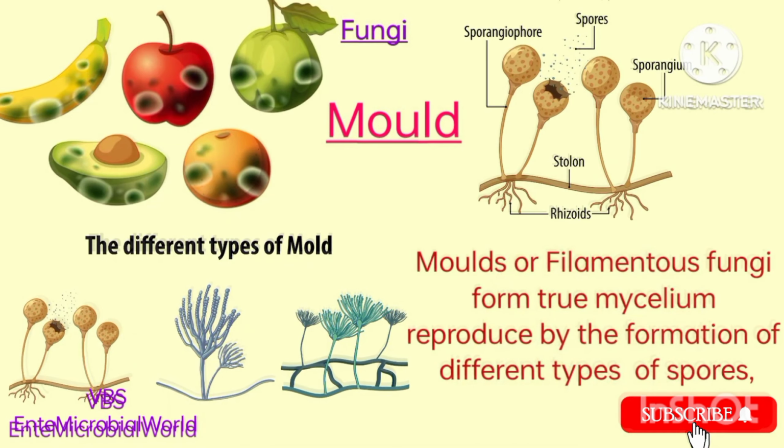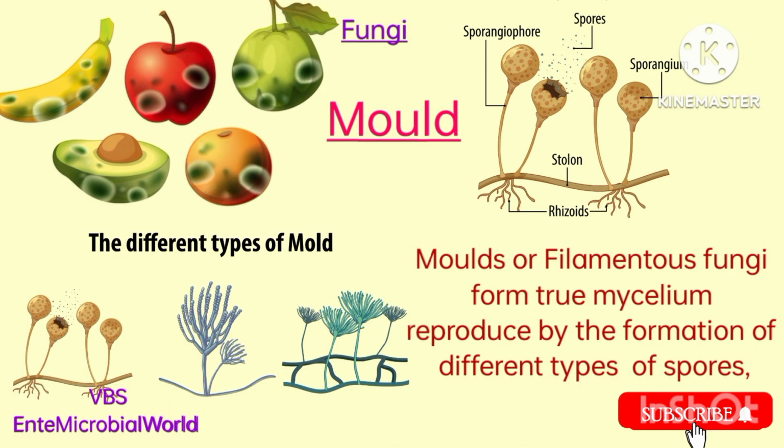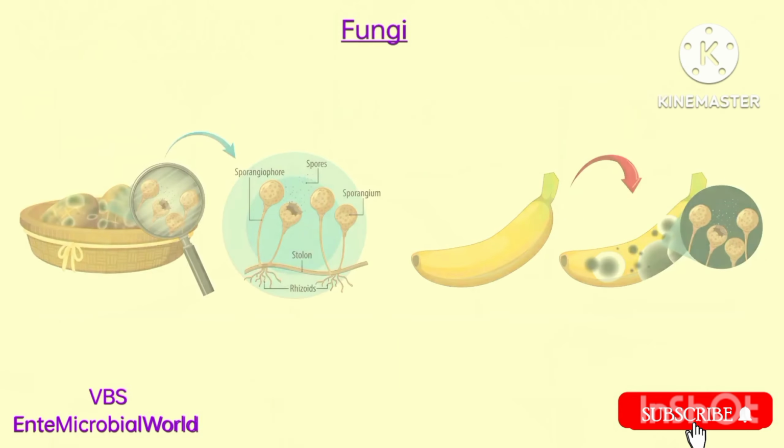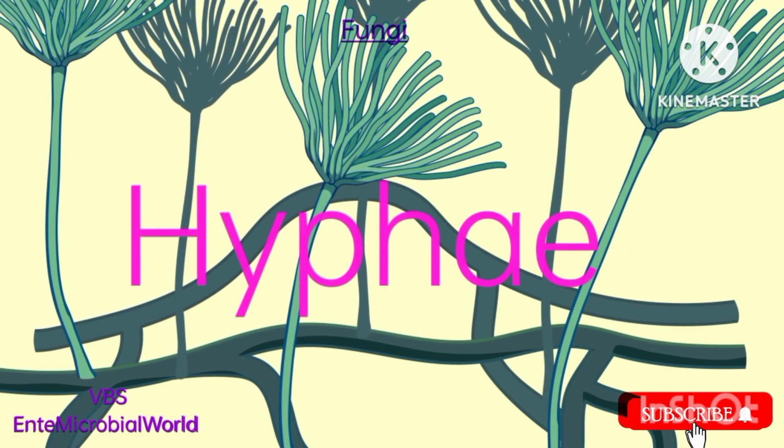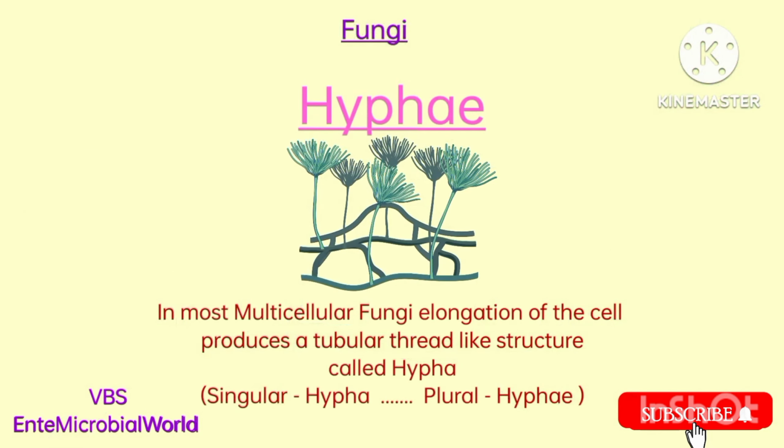Moulds or filamentous fungi form true mycelium, reproduced by the formation of different types of spores. Next, we are going to see what is a hypha. In most multicellular fungi, elongation of the cell produces a tubular thread-like structure called hypha.